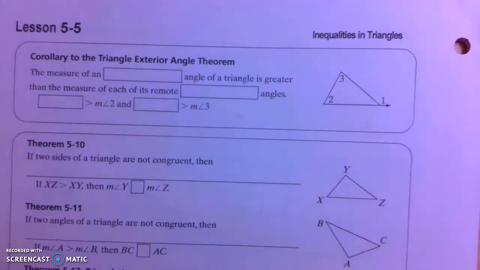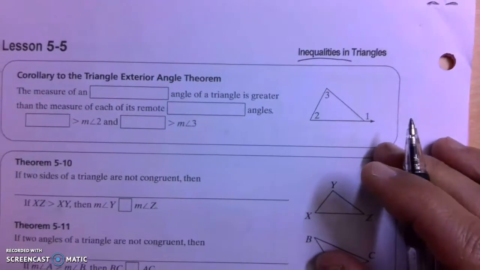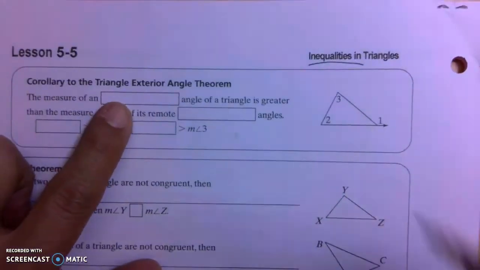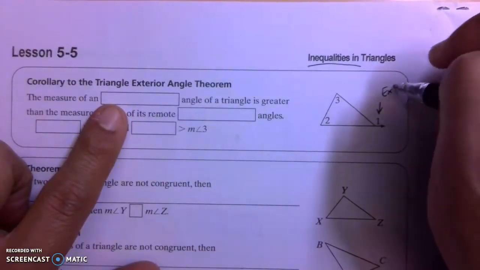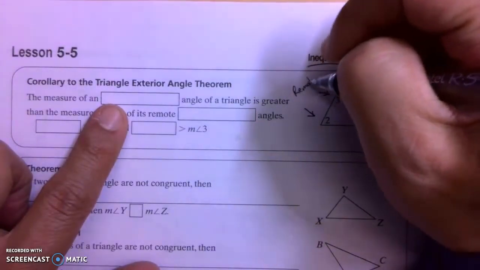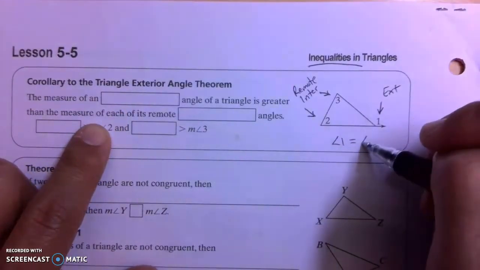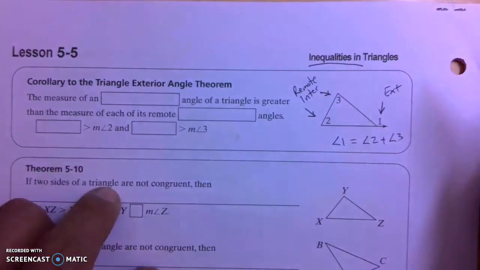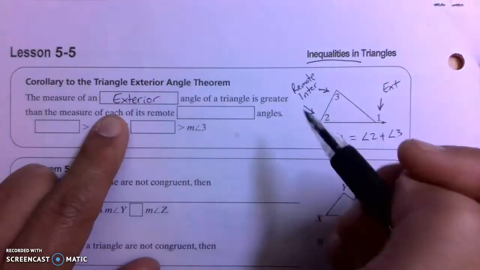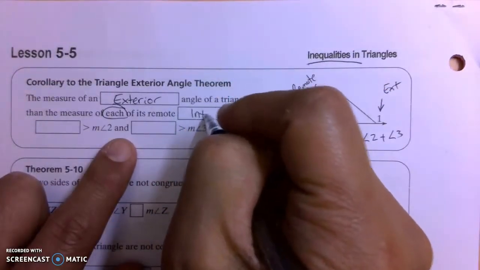Okay, we're going to do lesson 5-5 here, inequalities in triangles. This first one is a corollary talking about exterior angles and interior angles. This is an exterior angle, and angle 2 and angle 3 are remote interior angles in this picture. Normally we would say angle 1 is equal to angle 2 plus angle 3. Well, the measurement of an exterior angle is greater than the measurement of each of the remote interior angles.